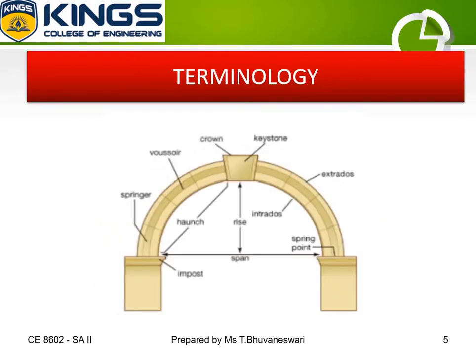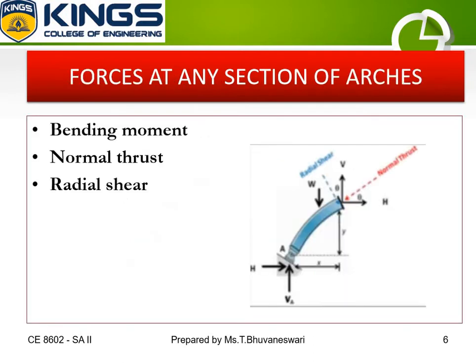Let us see some terminologies which are represented here. Initially we have to know what a springing is. Springing is the lowest point of the arch where it meets the support. Then crown. Crown is the highest point of the arch. Rise. Rise is the vertical height of the crown above the springing. Then soffit. Soffit is the lowest surface of the arch. Span. Span is the horizontal distance between the two springings. So, these are some of the terminologies in arches.